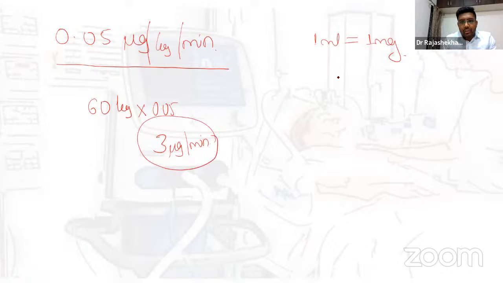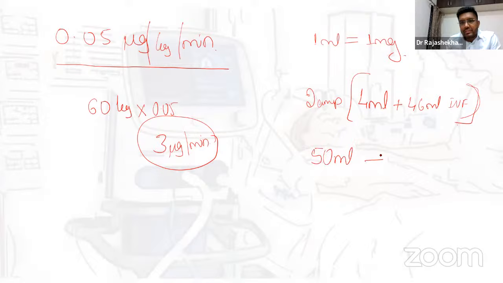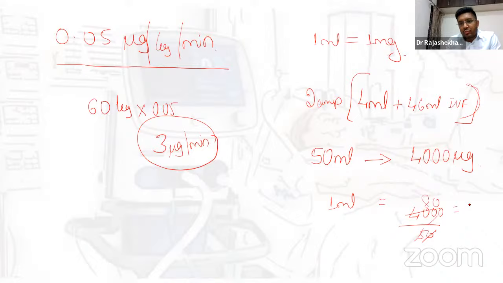How I usually prepare is put 2 ampule of 2 mg. If it is 2 mg, you should know the dosage. If you are putting 2 ampule of 1 ml, then you are putting 2 ml. If you are putting 2 ampule of 2 ml, then you are putting 4 ml. So we usually put 4 ml plus 46 ml of either 5% dextrose or NS, whatever the IV fluid is. So here, 50 ml of this preparation contains 4 mg, that is 4000 microgram of noradrenaline. So how much does 1 ml contain? 4000 divided by 50 is 80. So 1 ml contains 80 microgram.